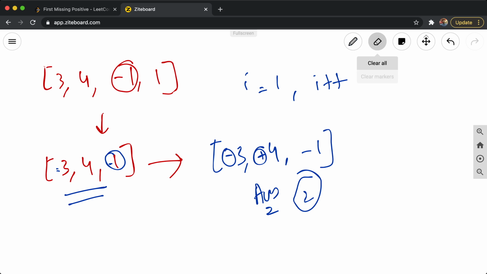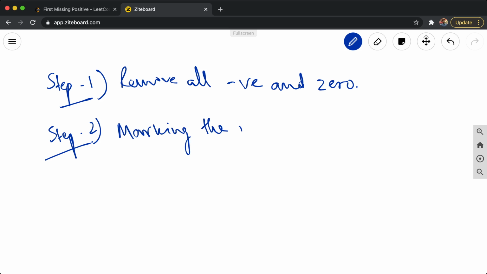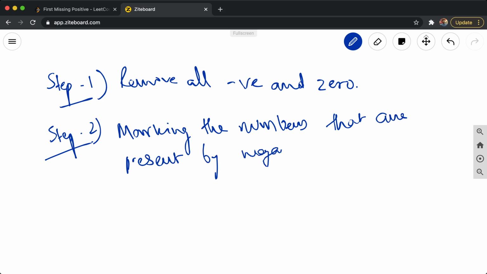I'll write down the algorithm here. So step one would be to remove all negative numbers and 0. Now step 2 would be marking the presence of the numbers that are present, by negating the indices of that position.